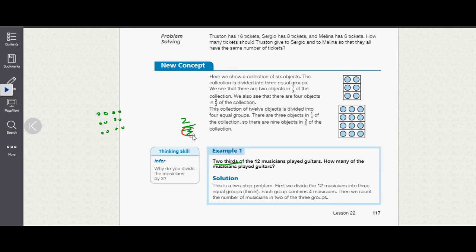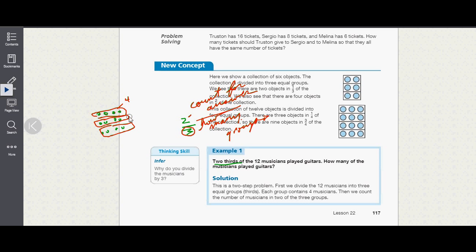This tells you how many groups. So we need to make this 3 groups. So 1, 2, 3. Now what do we do with this? This is how many we're looking for in our answer. That's the count for the answer. Okay, separated by a fraction bar there. Okay, so we have 4 in each group. 1, 2, 3, 4.